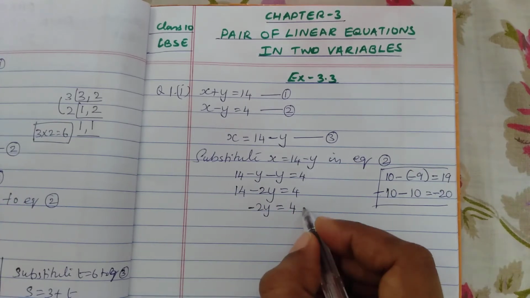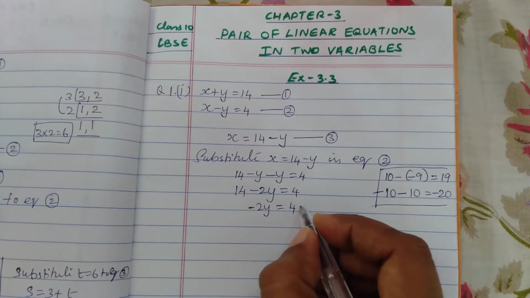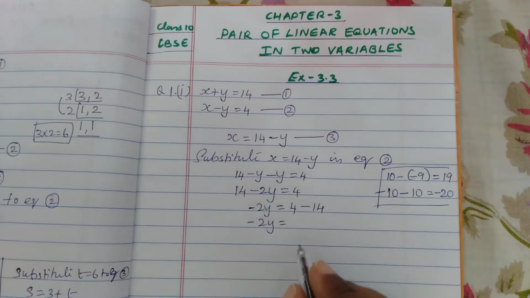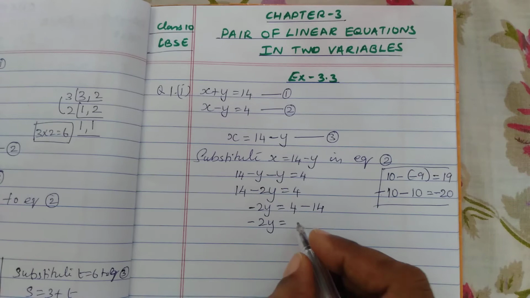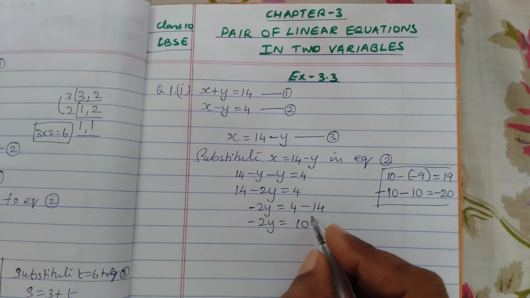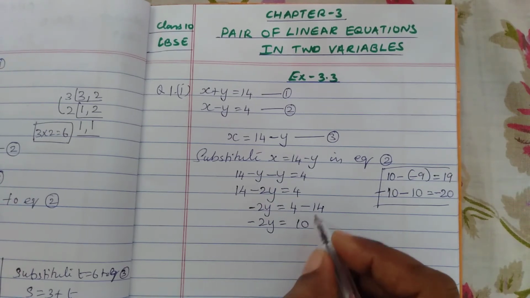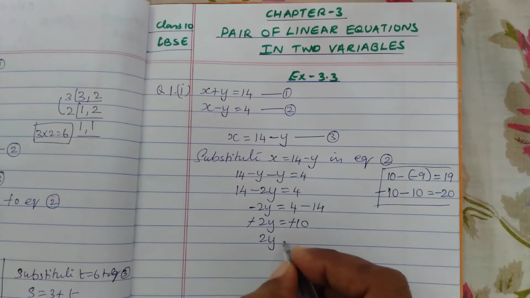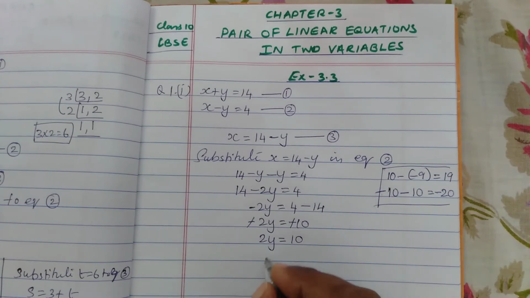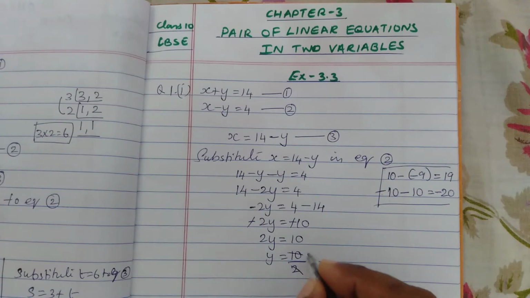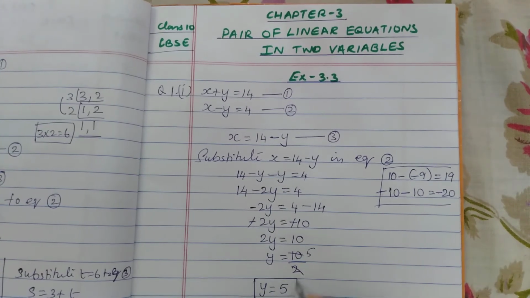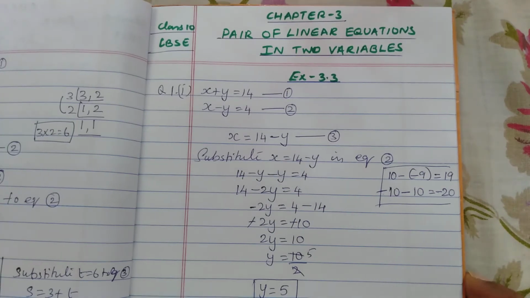14 will go to the right hand side, so this will become minus 14. So minus 2y is equal to 4 minus 14 is 10. I will take the sign of the greater number. 14 is minus, so minus, and here minus and minus cancel. So 2y is equal to 10. So y is equal to 10 divided by 2. 5 2s are 10, so y is equal to 5.